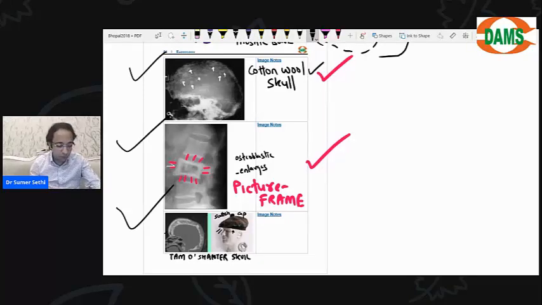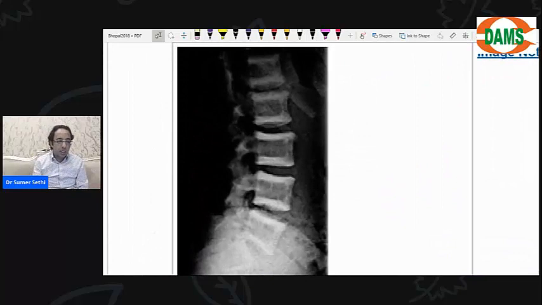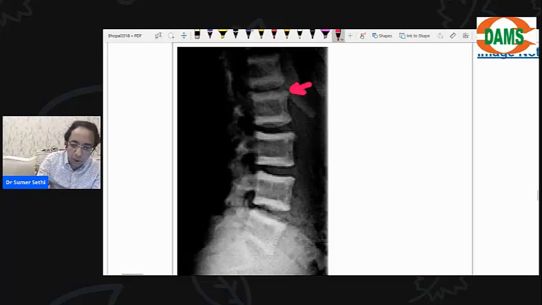Let's see if you can answer one more question. Now please look at the next X-ray and tell me, is this picture frame vertebra? No, this is not picture frame vertebra. Why? Because only the superior and inferior borders of the vertebra are dense, not the entire vertebra.